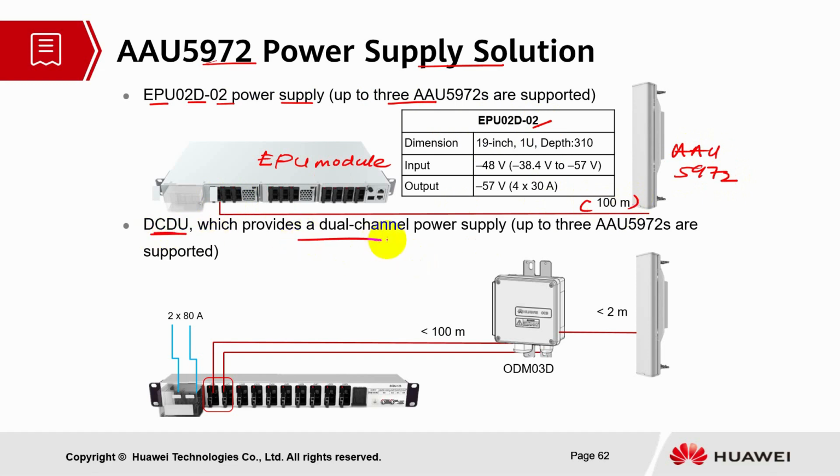DCDU, on the other hand, can provide dual channel power supply, and up to 3 AAUs are supported. So this one is actually AAU 5972. This is the ODM, and the length is also written here. So the length between ODM and the AAU is less than 2 meters. From the DCDU, this is the DCDU model, to the ODM is less than 100 meters. So the circuit breaker spec is about 80 amperes.